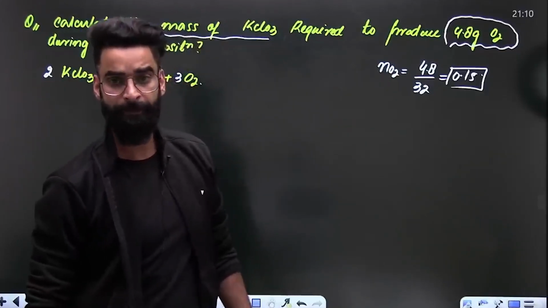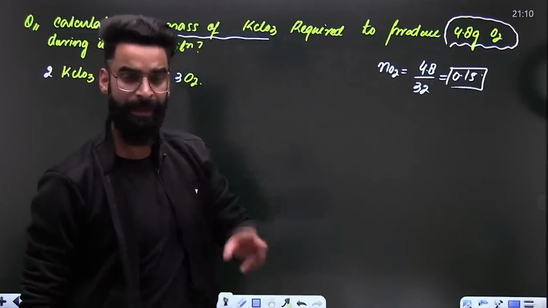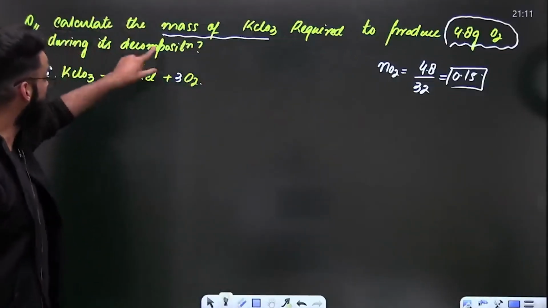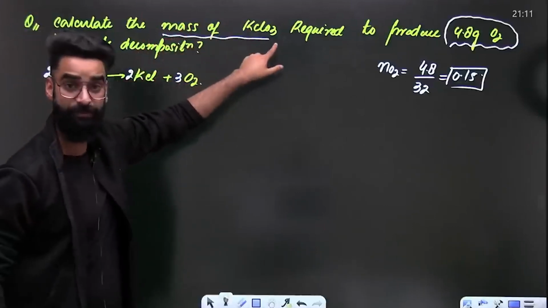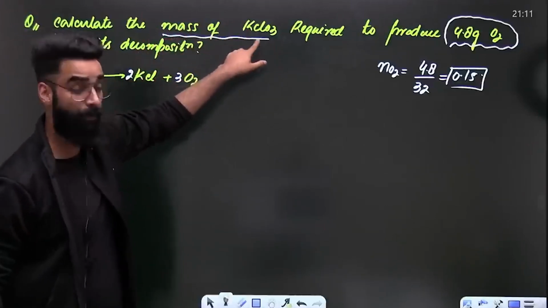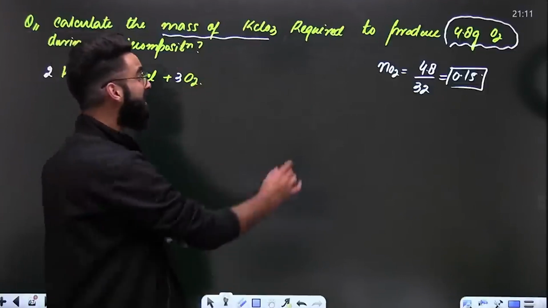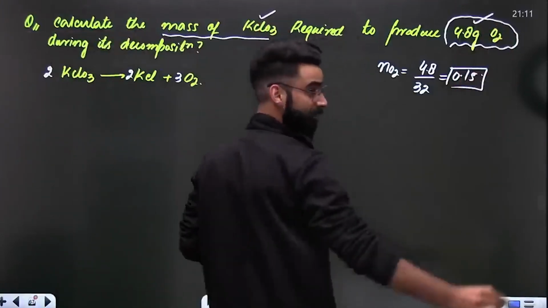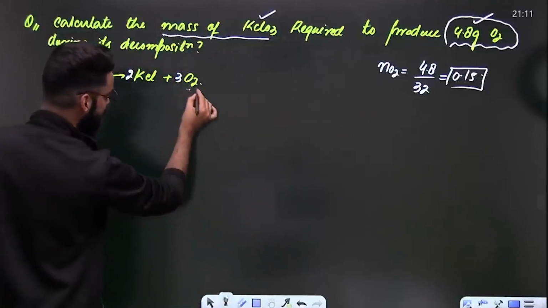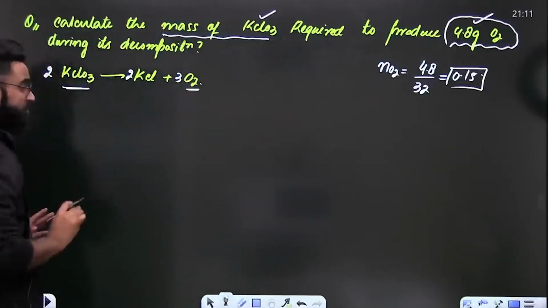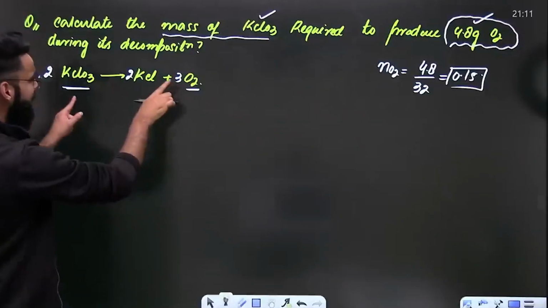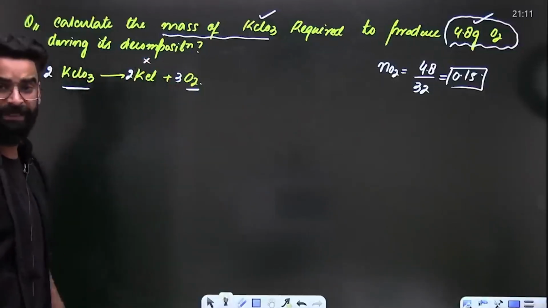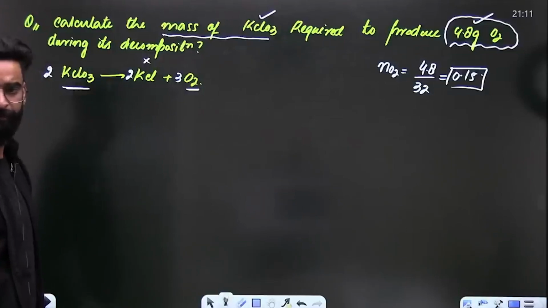Correct, people? Now understand one important thing. As per the question, we are supposed to calculate the mass of KClO3. We are supposed to calculate what? Mass of KClO3. So data for KClO3 is to be calculated and data for O2 is given. So we are just going to relate these. We have got nothing to do with KCl. Right? Okay?